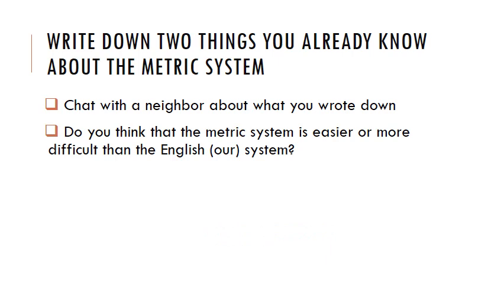First, you're going to take a minute and write down in the boxes at the top of your paper 2 things you already know about the metric system. Pause the video and do that now. When you're done, chat with a neighbor about what you wrote down, and then talk about if you think the metric system is easier or more difficult than the English or our system. Hopefully you had a good conversation with your neighbor, and we're going to go on to the next slide.